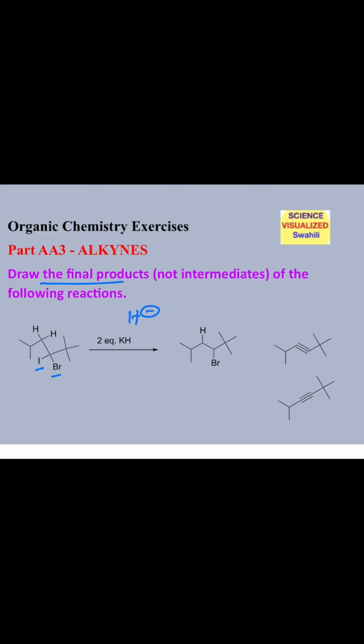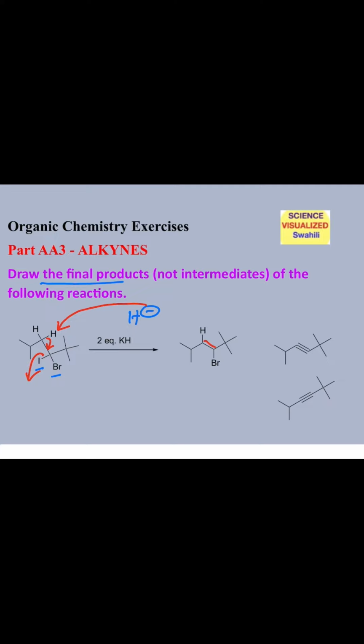So the first step is that the base is going to abstract one of these two hydrogens. So in this case, I will use the base to abstract this hydrogen. At the same time, the carbon-hydrogen bond will break and the electrons will flow here to form a double bond. And then at the same time, you're going to kick out one of the halides, so the iodine, for example, and you end up with this as a product where now we have a double bond here. So that's just using one equivalent of the base.